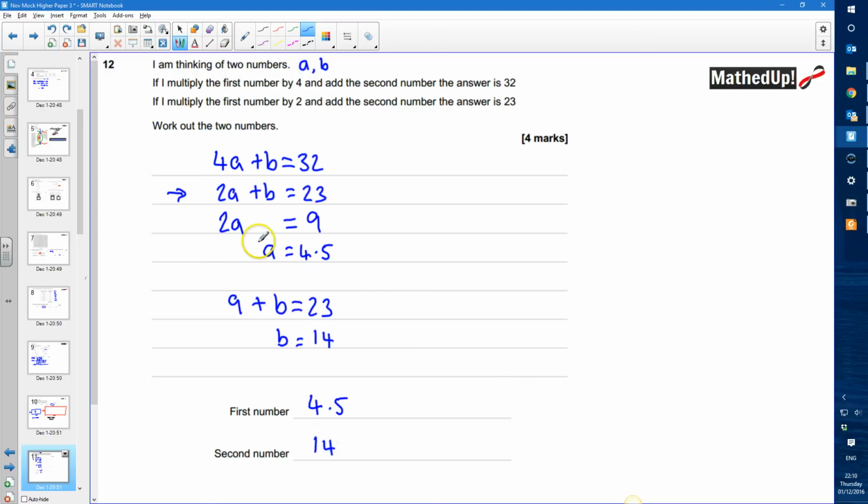Now I'm just going to check to see whether this is right. I've got 4.5 for A and 14 for B, and I'm going to use this top equation to check that it's right. 4 times 4.5, double it again, so that's 9, 18, plus B, which is 14. 18 plus 14 does in fact give me 32, so I know that this works in both of those equations.